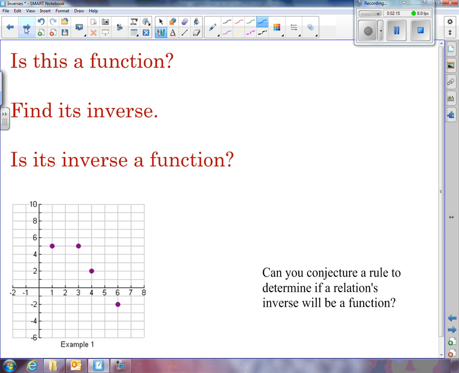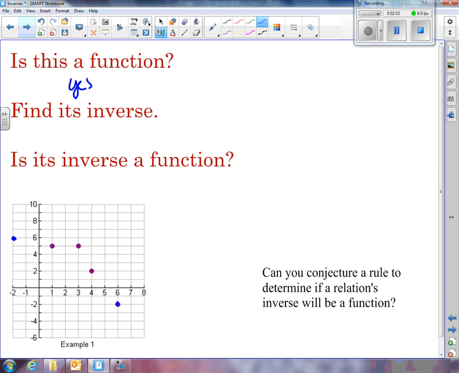So now let's look at this graph here. Is this graph a function? If I draw vertical lines, each vertical line only hits the graph once. So this is a function. Now let's try to find the inverse. Remember, in order to find the inverse, all we do is take the x's and the y's and switch them. Here, this point is 6, -2. It's going to become the point -2, 6. I just switched the x and the y.